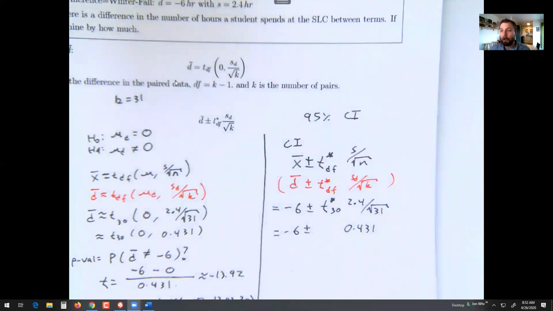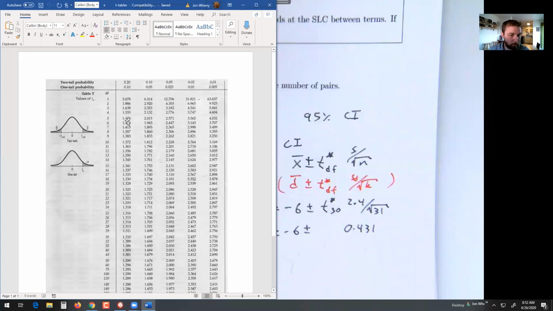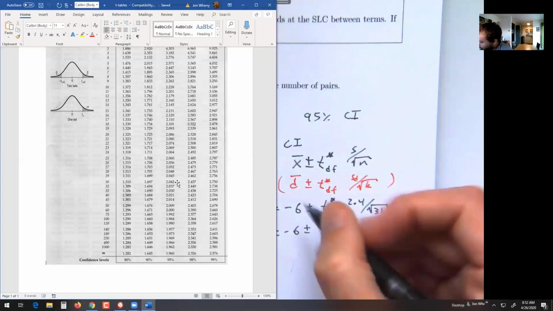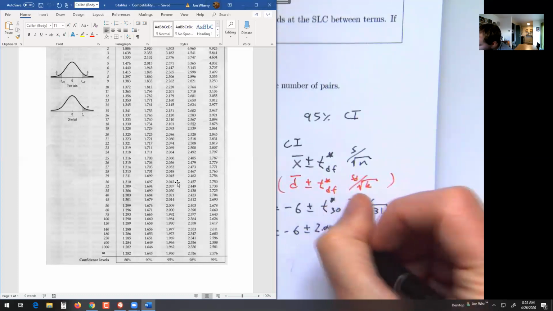So I'm going to go to my t table, and I'm going to see where the 30 row meets the 95%. So here I have a t table, 30 as my degree of freedom. I want to find where that 30 meets my 95, and it appears to do so here at this number, 2.042. So my critical value is 2.042 or so.